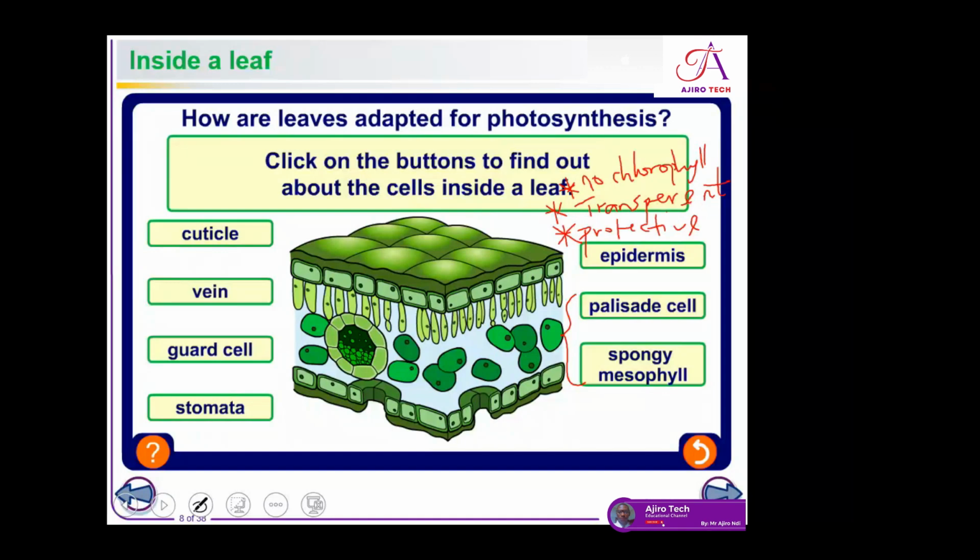What does that tell you? Photosynthesis doesn't take place there. But the guard cells have chlorophyll in them, or chloroplast, a few chloroplasts. The guard cells have chloroplast in them, meaning some photosynthesis can take place there. All right, so take note of that.